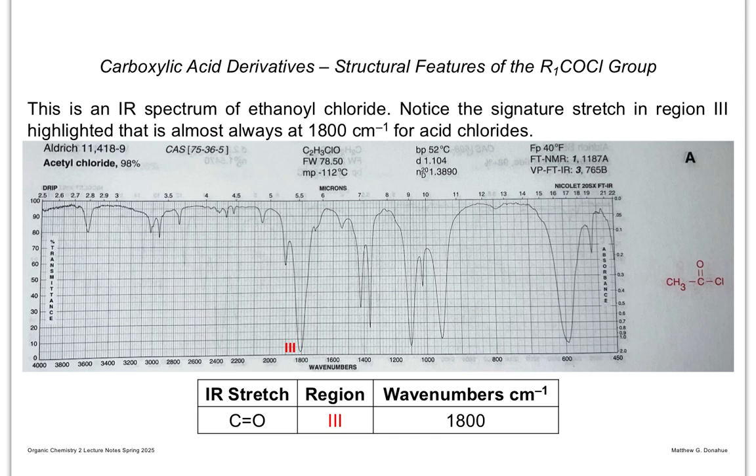And here we have acetyl chloride. So that's the 2-carbon variant. And we can see that the carbonyl stretch is pretty much at 1800.